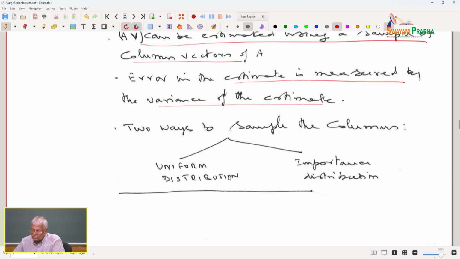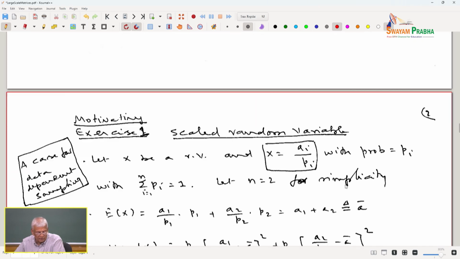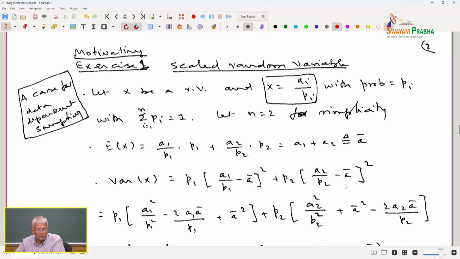So, there are two ways to sample the columns of A. One is the uniform distribution, another is the importance distribution. Sampling from uniform distribution is called uniform sampling. Sampling from importance distribution is called importance sampling. I am now going to do a motivating exercise to help us define the probabilities.